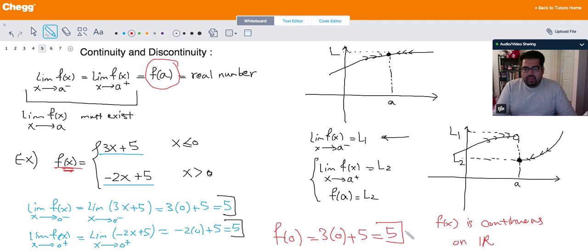So I think that's it. Just remember the main definition that we use to check continuity at a point. The left and right limit and the value of the function at that point have to be real numbers and all equal to each other.